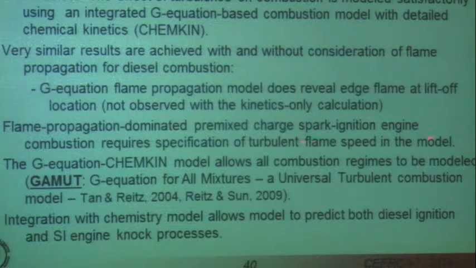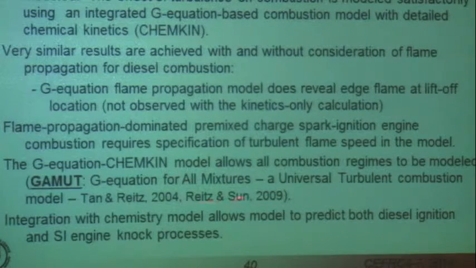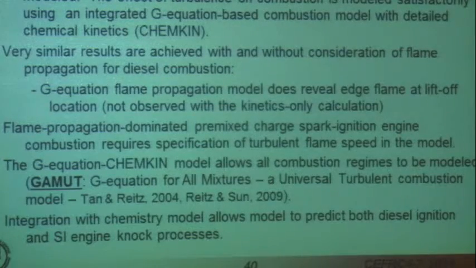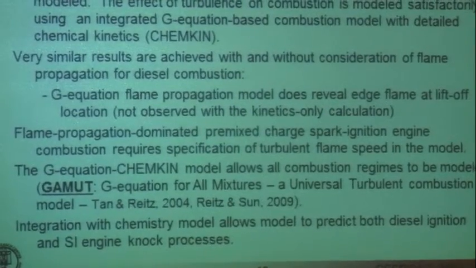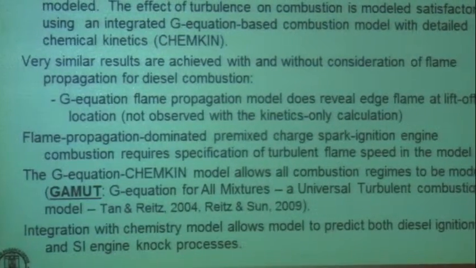Flame propagation dominated premixed charge spark ignition engine combustion does require specification of a turbulent flame speed, which is basically the result of turbulence chemistry interactions occurring at scales below the resolution of your calculation. The model that we use here, we've given the acronym GAMET, the G equation for all mixtures, a universal turbulent combustion model, allows you to essentially cover all of those regimes. And then, of course, integration of this model with the chemistry model allows you to predict both diesel ignition and spark ignition engine NOC processes.